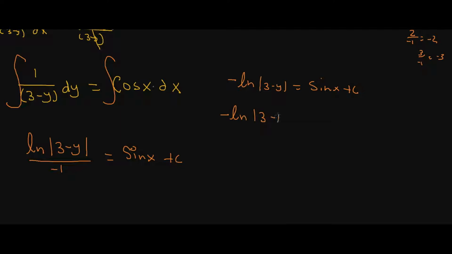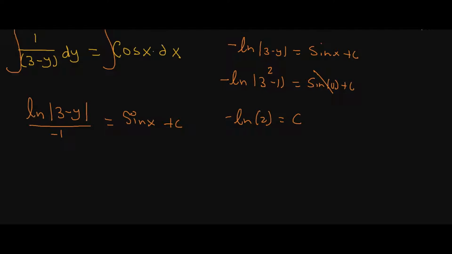Let's plug in our points to find the c value. This is 3 minus 1 is equal to sine of 0 plus c. Sine of 0, unit circle, it's 1 comma 0. Sine is the y value, that's 0, gone. This is negative ln, and then this is 2. Absolute value of 2 is 2, so we get that. Very good.